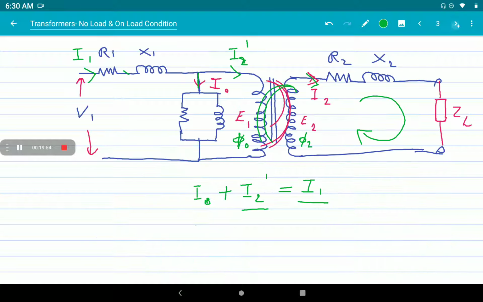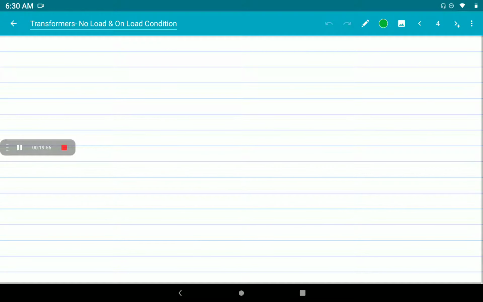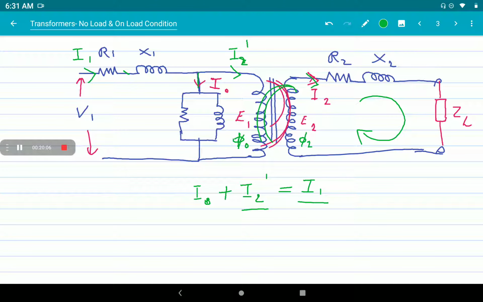Okay. Now we are going to study the on-load condition. Transformer on-load condition, phasor diagram. We have drawn the almost equivalent circuit of a transformer on load condition. We have considered resistive and reactive drops here, R1, X1, R2, X2.